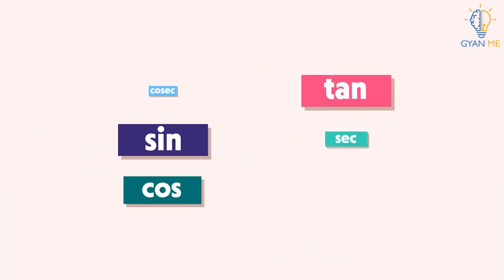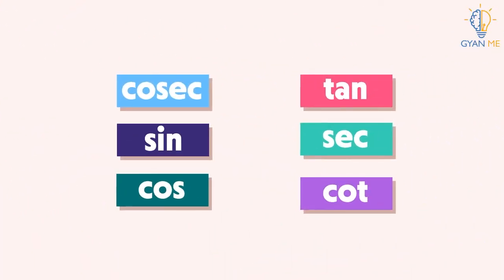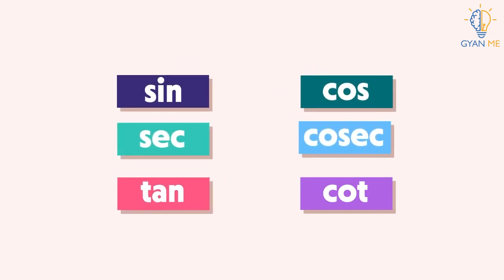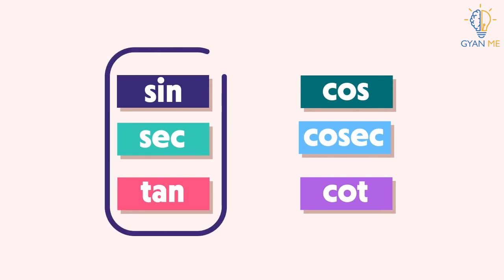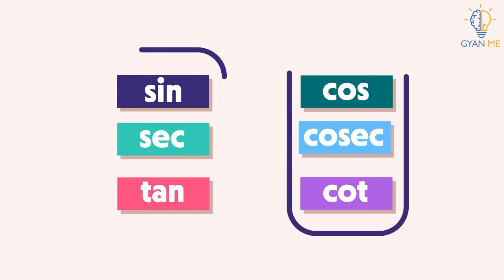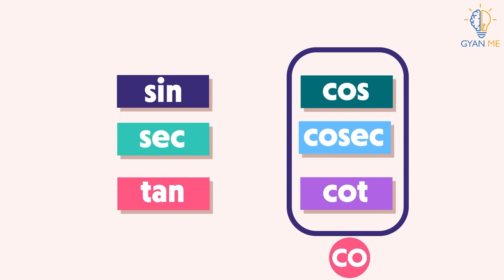List all the 6 ratios again like this. Now separate the ratios as shown. If you can see, this column has ratios without co in their names. That is sine, sec and tan. While this column has all the ratios with co. That is cosine, cosec and cot.